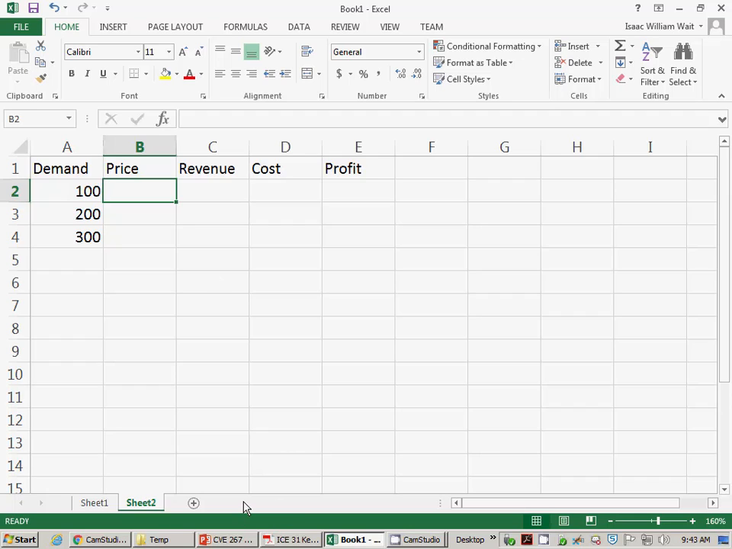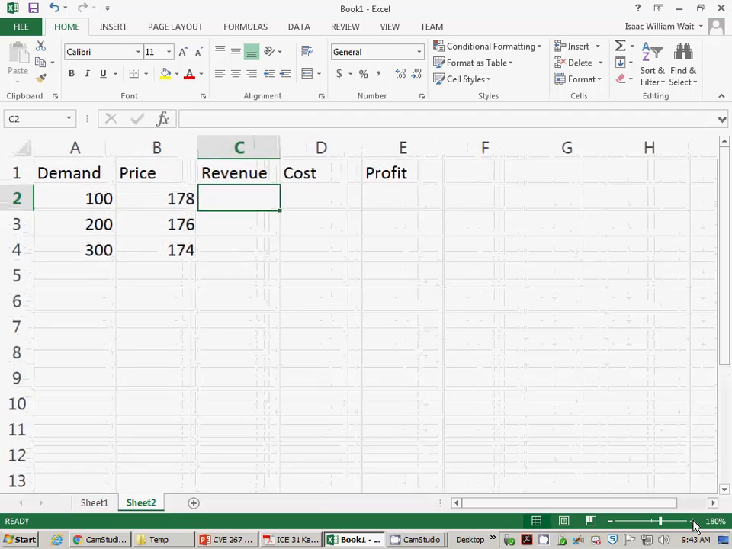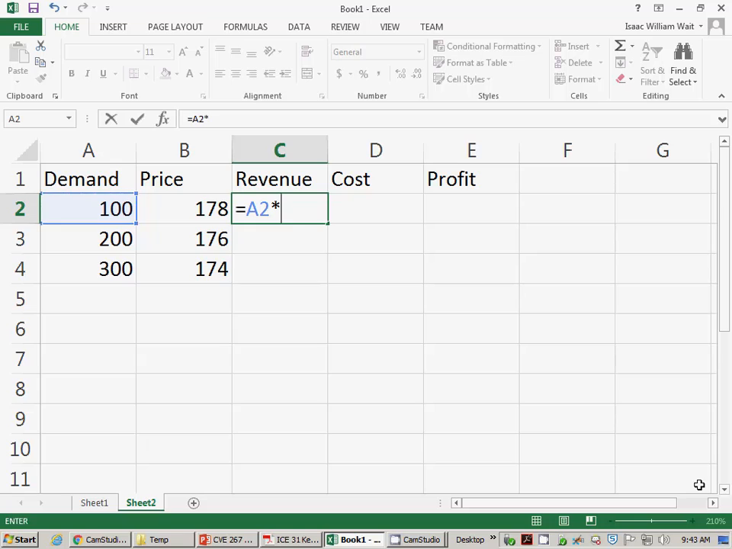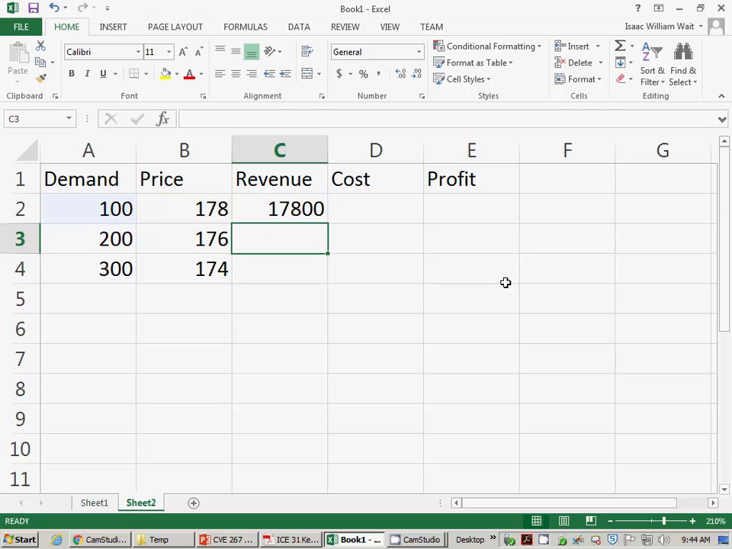So our price function was 180 minus 0.02 times the demand. So the price will be 180 minus 0.02 times the demand. Okay, so this is showing what my price should be in order to get whatever the demand specified is. What should I do for revenue? What's the formula? The demand times price will give me the inflow of cash. That's my revenue.